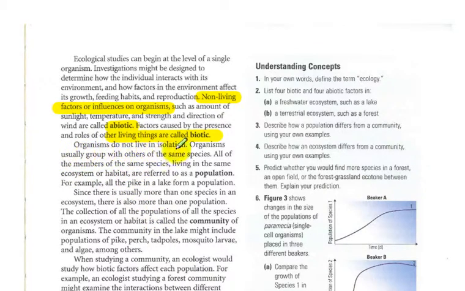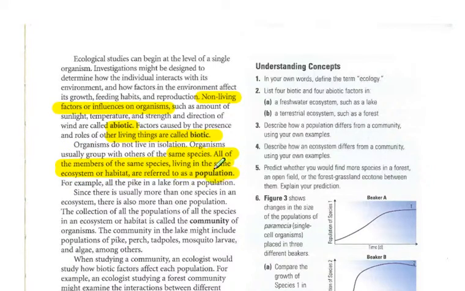And of course, organisms do not live in isolation. Organisms usually group with others of the same species. All of the members of the same species living in the same ecosystem or habitat are referred to as a population. So you could have a population of people, a population of ants, a population of mice, etc.